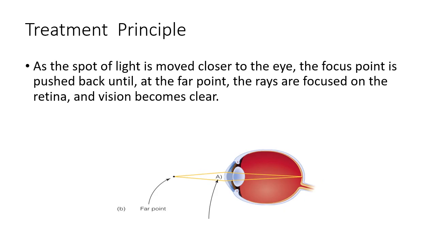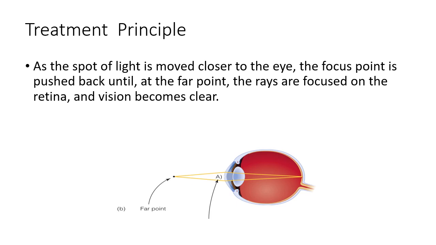As the spot of light is moved, in the starting lecture I have shown you these 3 slides on how the focusing of image takes place. If you are taking the object near to the eye, means as the spot of light is moved closer to the eye, the focus point is pushed back until at the far point the rays are focused on the retina. So the object is coming nearer and nearer, and the focusing point on the retina will recede back. It means it will be from in front of the retina to the retina.